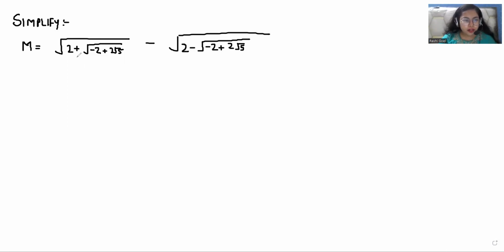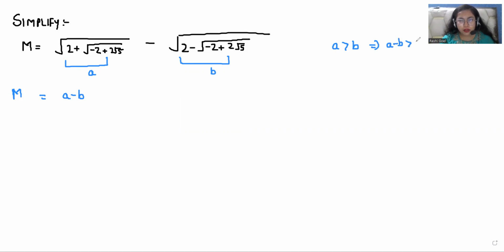So I am considering the first one as a and the other one as b. So I can write m is equal to a minus b. So we have to find the value of a minus b. Then we can see that we have to subtract b from a. That means a will be greater than b, or we can say that a minus b will be greater than or equal to 0.